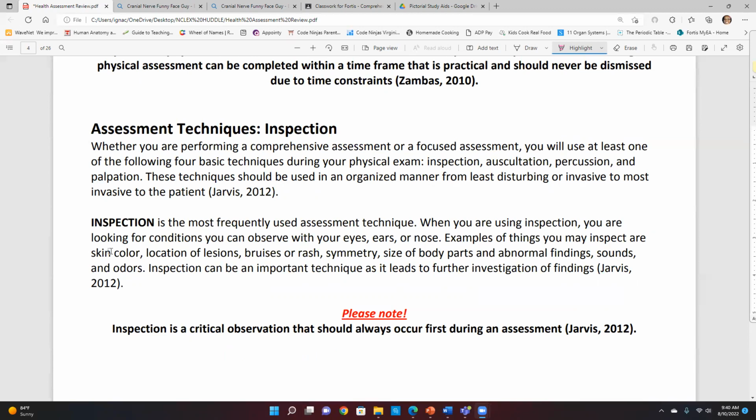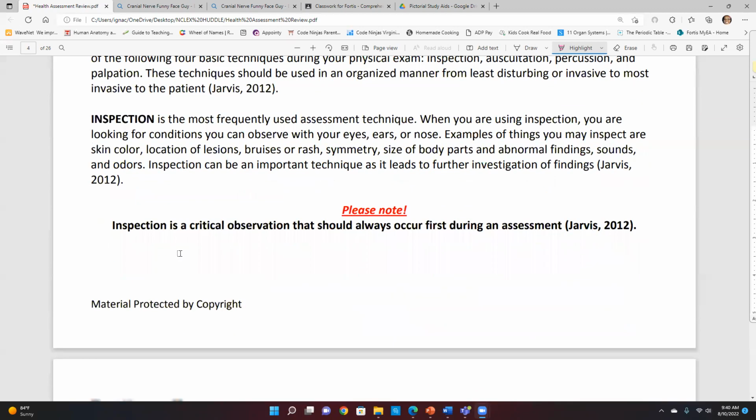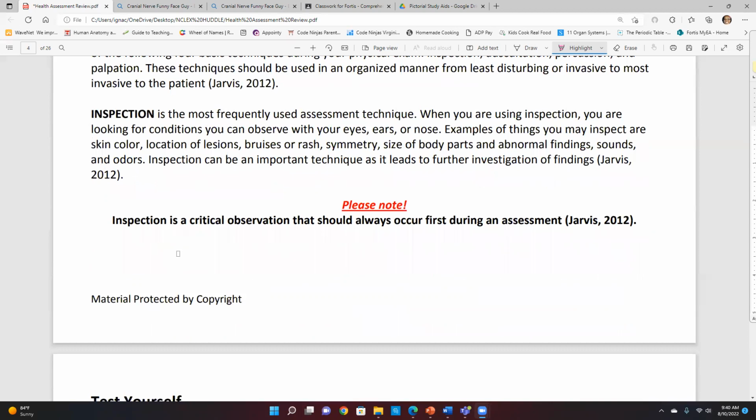So let's talk about inspection. Inspection is most frequently used, right? You are using, I wouldn't say your five senses, I would say probably three or four senses, because you are observing with your eyes, your ears, your nose, because sometimes something may be malodorous, it may smell bad. And you're also using your sense of touch, but I don't think you should be using your sense of taste. So I would say three to four senses you'll use as you are inspecting your patients.